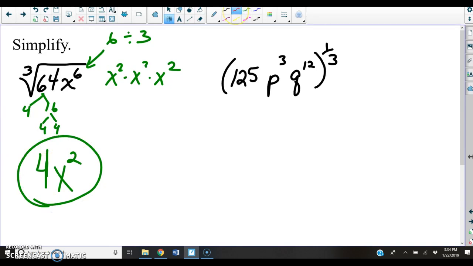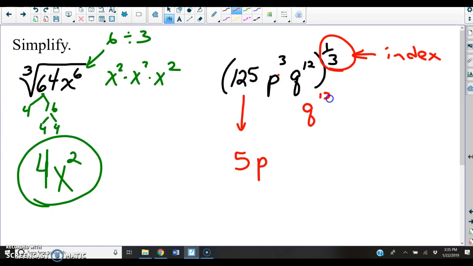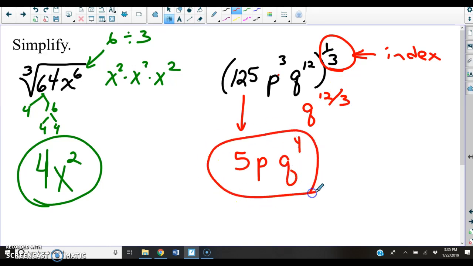The next one, it's a cube root. Remember the exponent, the denominator is the index for the root. Cube roots, it doesn't matter if it was odd or even. So the cube root of 125 is 5. P cubed, the cube root is P. Q to the 12, so when you raise powers to powers, you multiply exponents. You're going to get Q to the 4th. And that's quite pretty. It came out very nice.